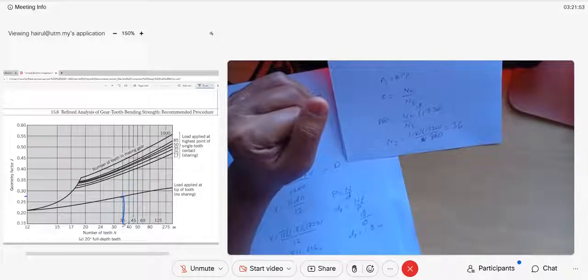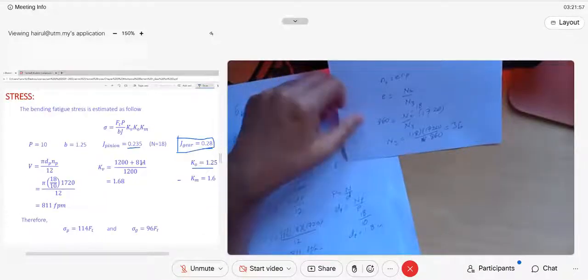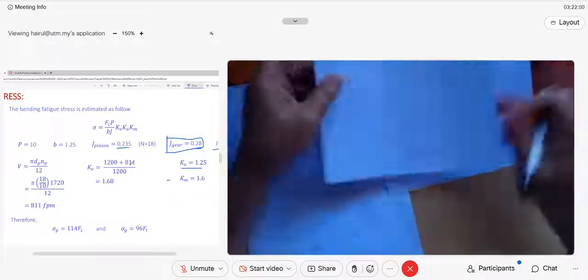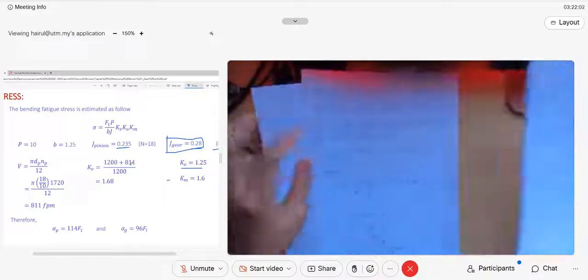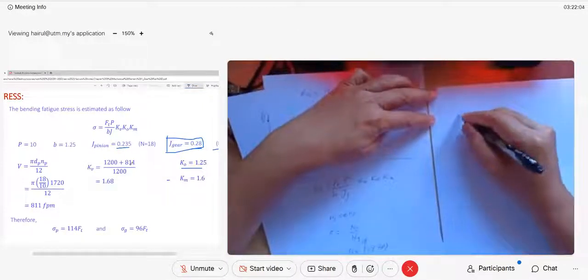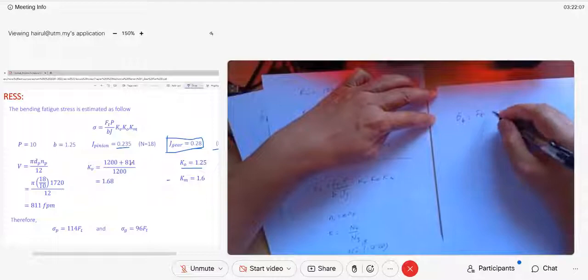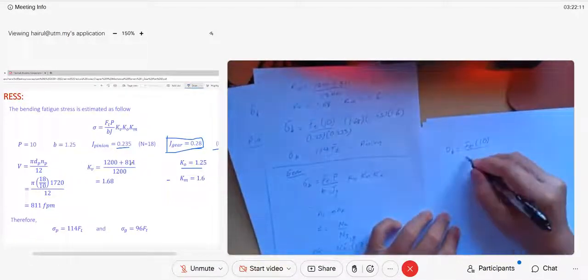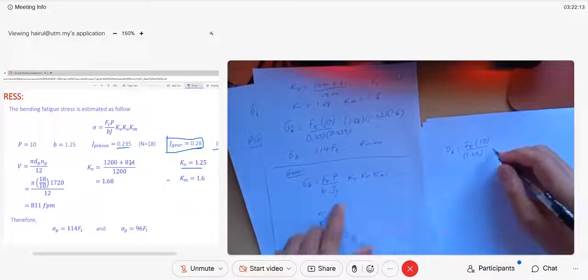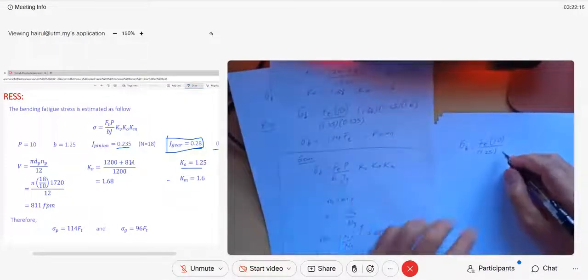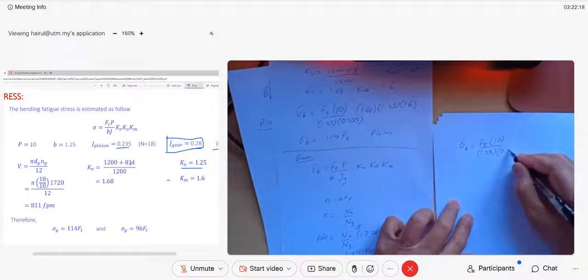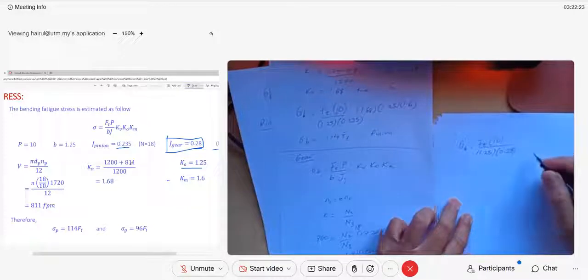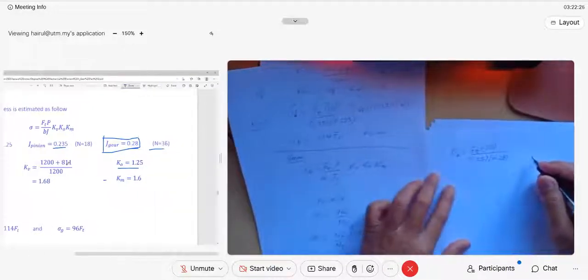So for your gear with 36 teeth, the J is 0.28. We just put it into the equation. The only difference is J. Everything for your sigma bending is the same. F tangent is the variable, P is 10, KP is 10, and your B is 1.25. Be careful with J. Just now the pinion J was 0.235. Now it is 0.28, because the number of teeth is 36.